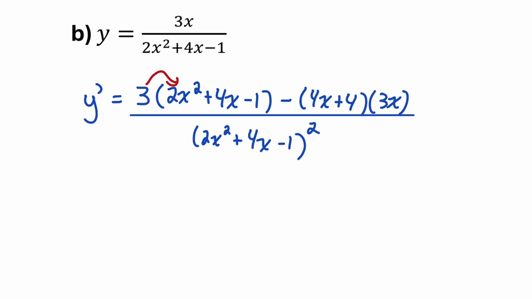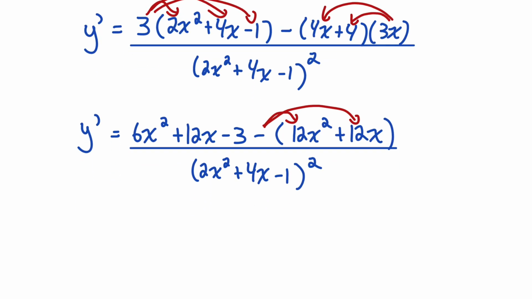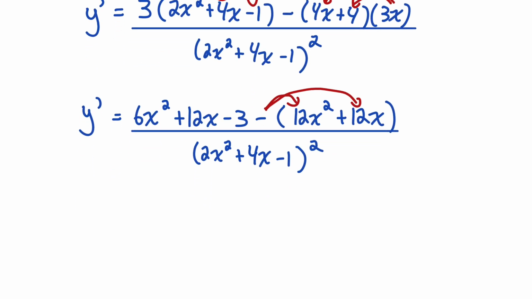So let me distribute the 3 to all 3 of those terms, and distribute the 3x to both of those terms. And notice I put this product in brackets. That's because we need to subtract that whole product, so I'll have to subtract both of those terms. So on the next line, I'll subtract both of those terms, and then I'll collect all my like terms.